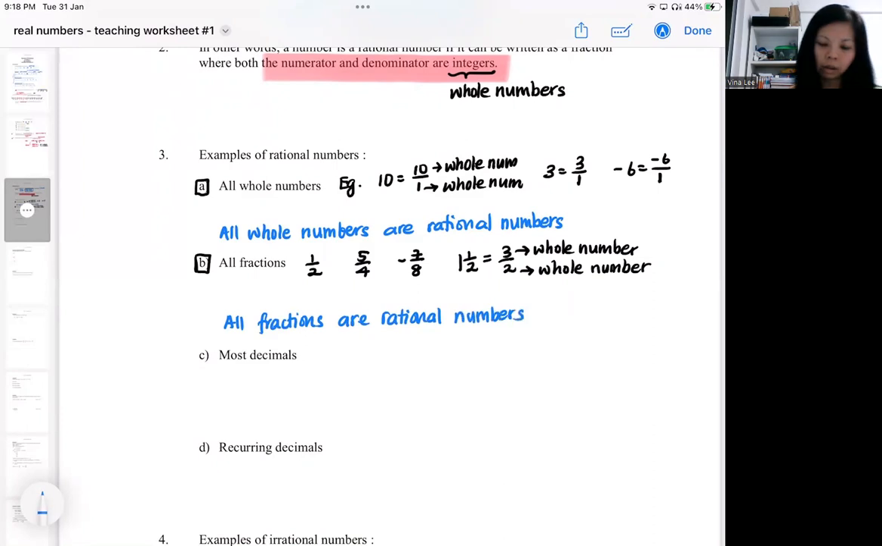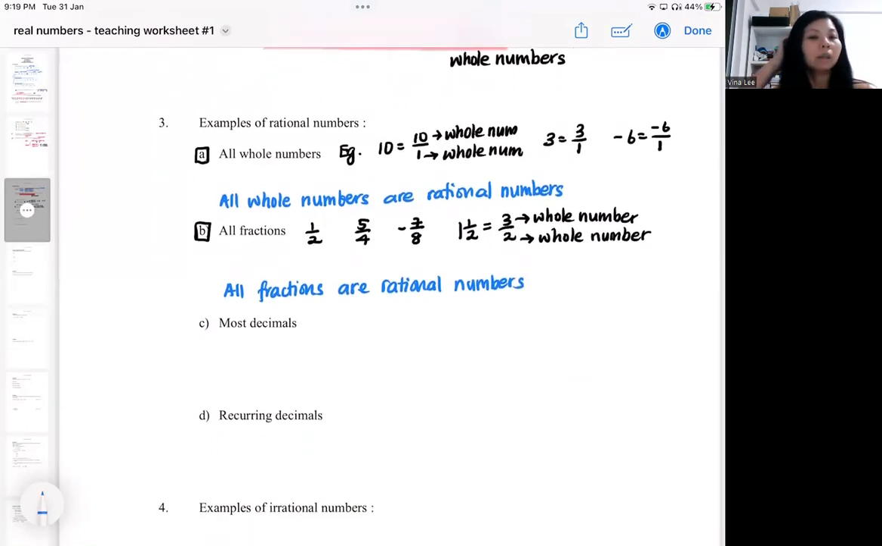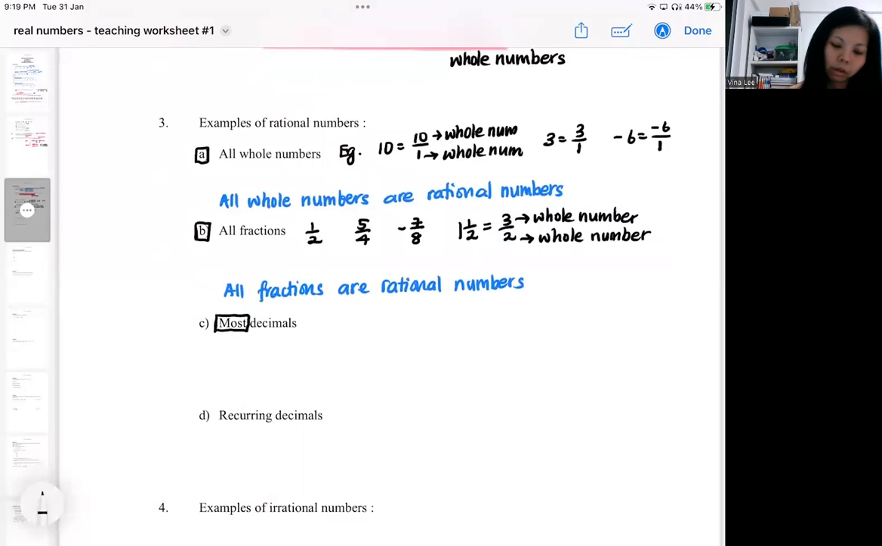The more confusing category will be most decimals. You realize the keyword is most decimals, that means not all the decimals. The decimal must be able to convert to whole number over whole number. A very simple one will be 0.5. 0.5 is like 5 over 10, which is like a half. So whole number over whole number.